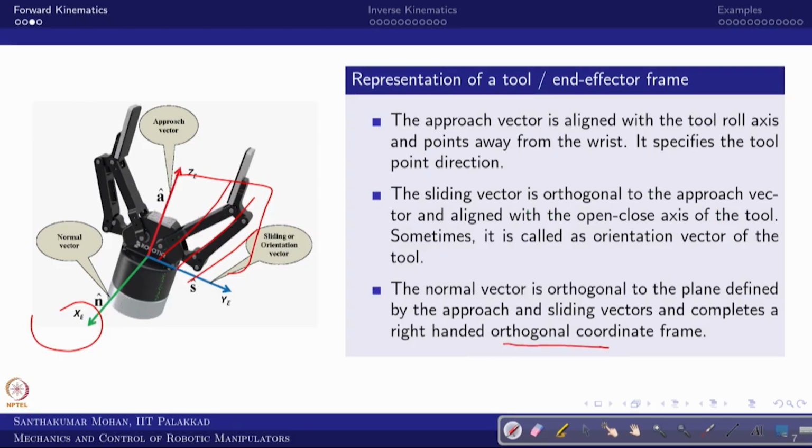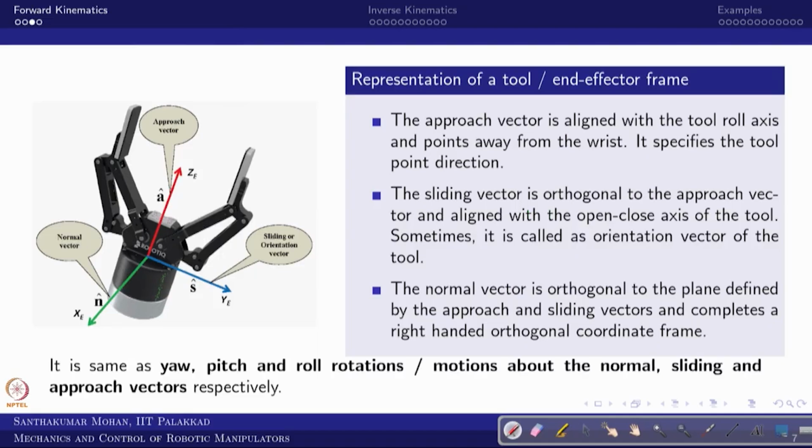orthogonal coordinate system. So in the sense, if you write your transformation matrix, this would be normal x, normal y, normal z, then sliding x, sliding y, sliding z, then approach x, approach y and approach z, right. This is the rotation matrix of the end effector with respect to the base. Okay. This way we can write the information, that is what we are doing in the next slide.